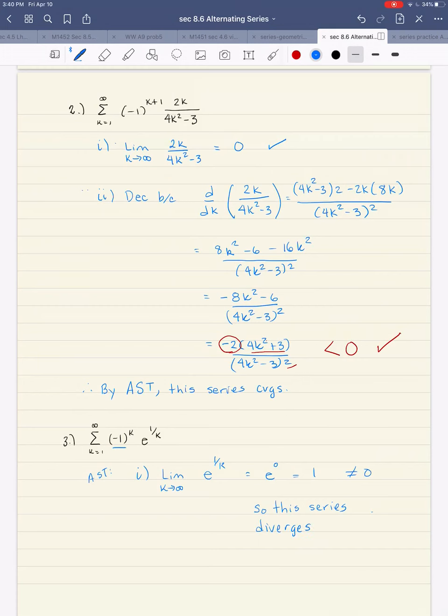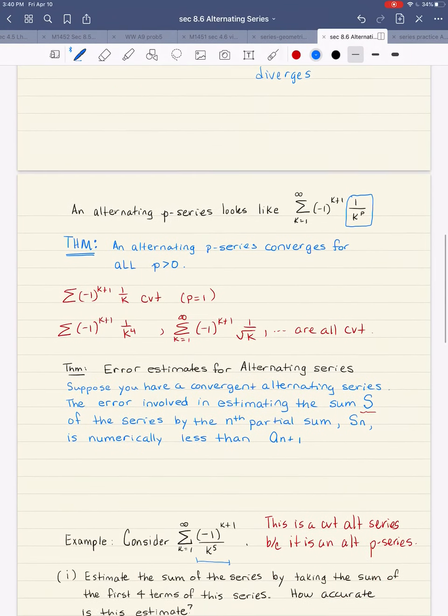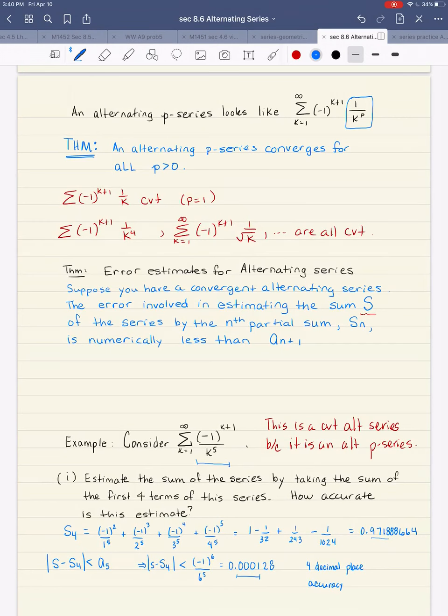So just like in the test for divergence, you need the kth term, the non-alternating part, to go to 0. Otherwise, the series diverges. Every single alternating p-series is going to converge. Every single one of them.